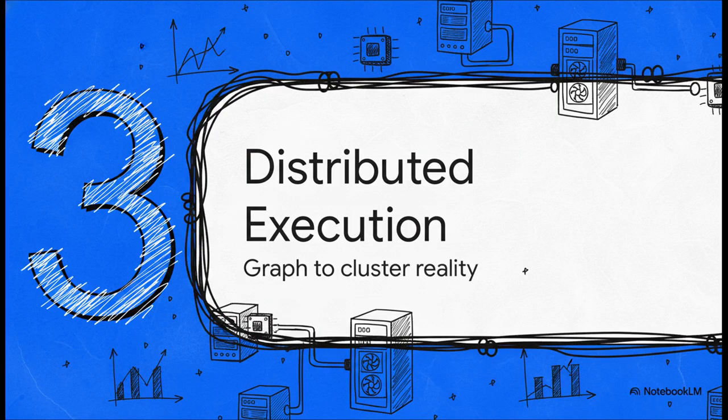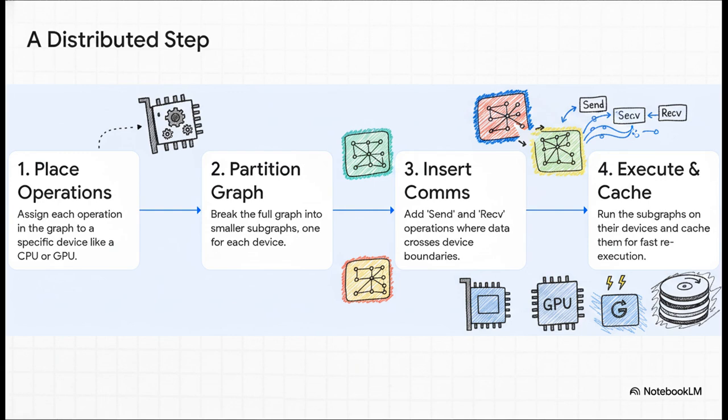Okay, so we've got this beautiful abstract graph on paper, but how do you actually get that thing to run on a huge cluster of real machines with real hardware? Well, it's a really smart 4-step process. First, a placement algorithm decides which device gets which job. This operation goes to CPU 0, that one goes to GPU 1. Second, the system carves up the main graph into little subgraphs, one for each device.